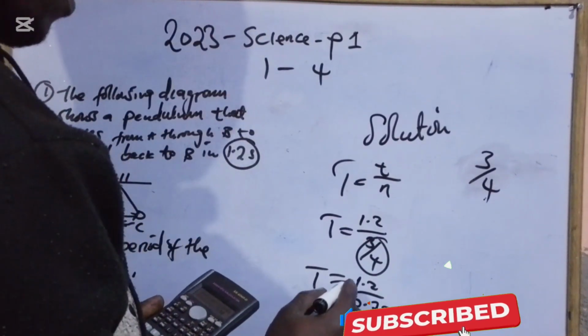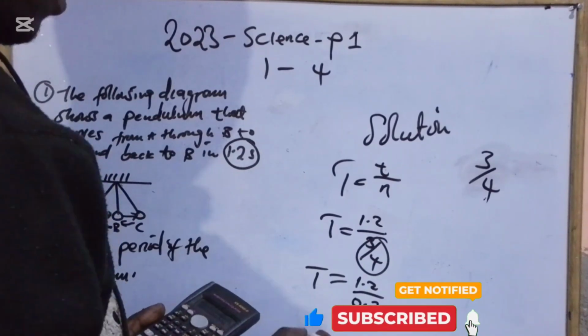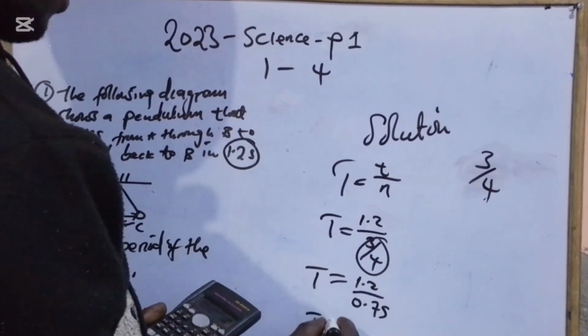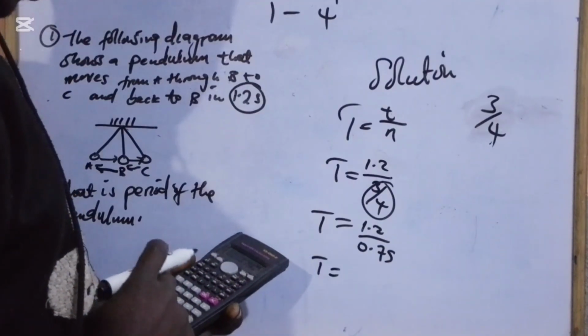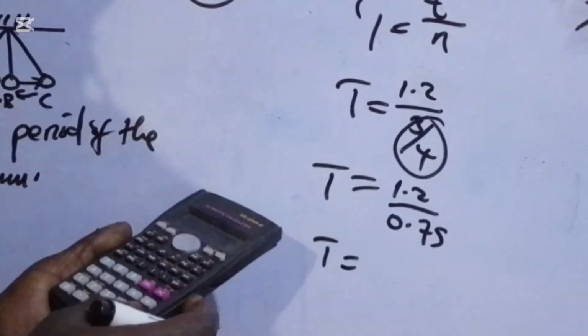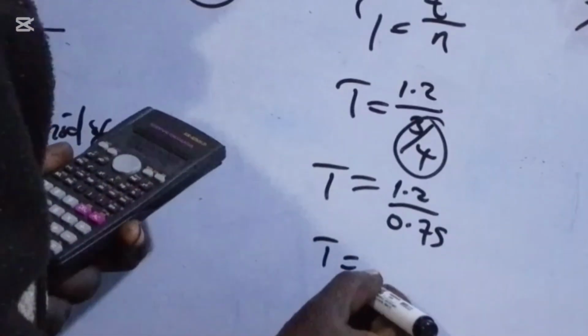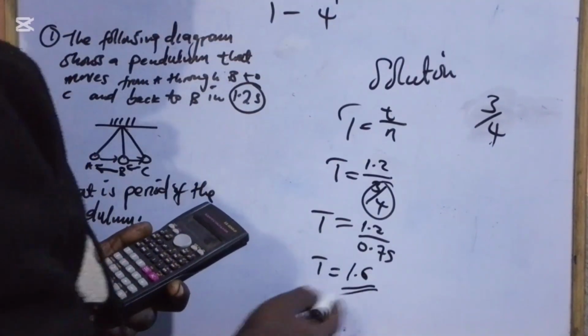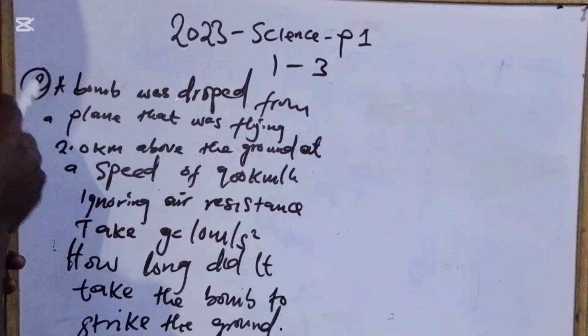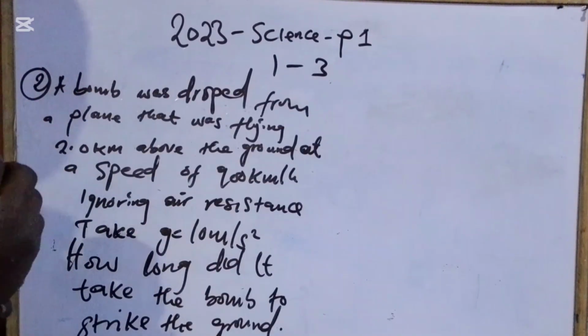Then if you divide 1.2 by 0.75, you're going to have T equals 1.6. So this is the period here. Okay, let's continue with question 2. And for question 1 we are done.